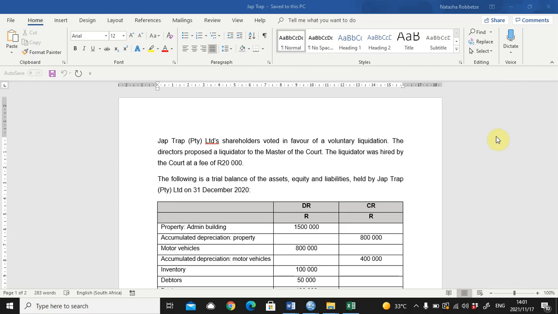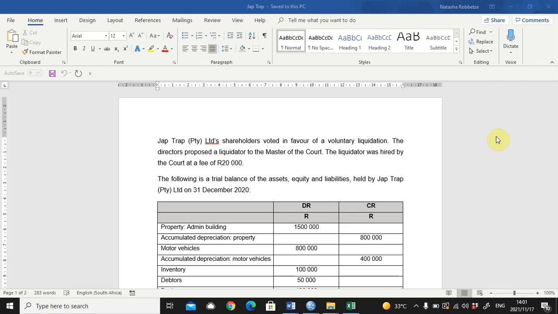This question is called Yaptrap Pty Limited. Let's just call it JT Limited. And the question reads as follows. Shareholders voted in favour of a voluntary liquidation. The directors proposed a liquidator to the master of the court. The liquidator was hired by the court at a fee of 20,000 Rand.